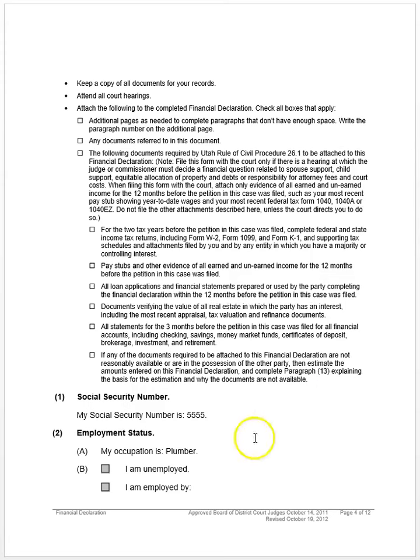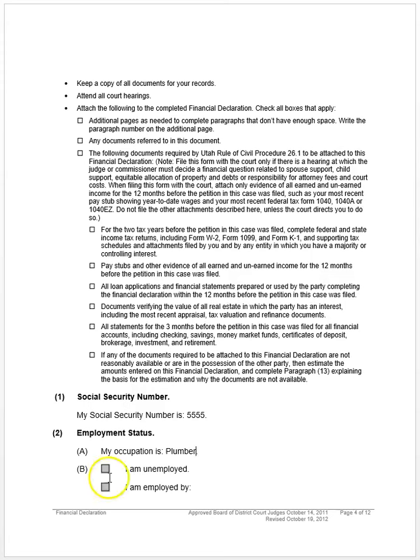Then you go down, and if you don't have a job, you would click I am unemployed. But you also have to say who you're employed by, and you'll see these little gray check boxes. Now you'll find them throughout the financial declaration, and if you've never used these in Microsoft Word, you'll be a little surprised, because you would think, oh, okay, I'm going to fill these out in my word processor, so I'll just click, and I'm sure that a check or an X will appear in the box.